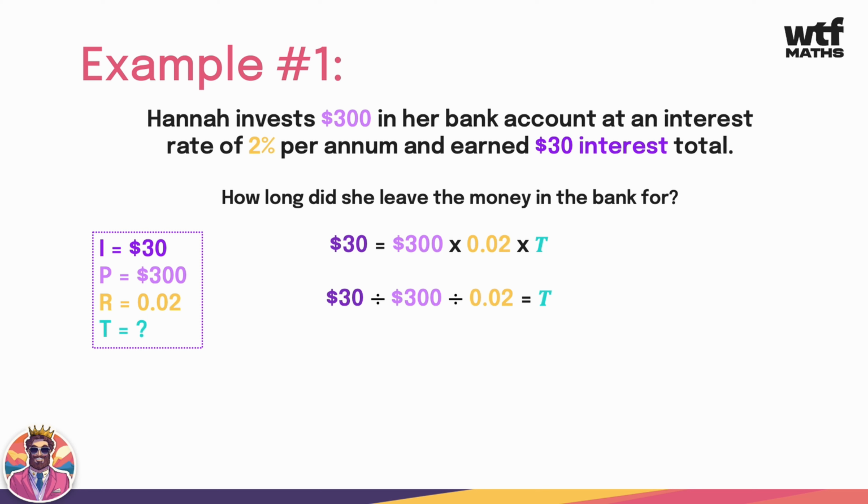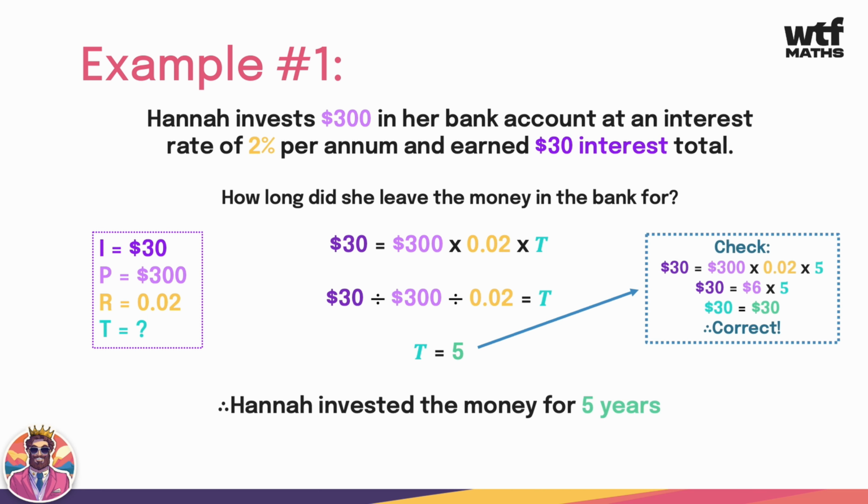So if you grab your calculator or work it out mentally, you'll get 5. So the money was in the bank account for 5 years. Now, if you have time, it's always good to check your answer. So if I substitute that 5 in, we can see that the answer is correct. So 300 times 0.02 times 5 will end up being 30. So because the left and the right side are equal to each other, we must have the right number. So overall, Hannah invested the money for 5 years in her bank account.